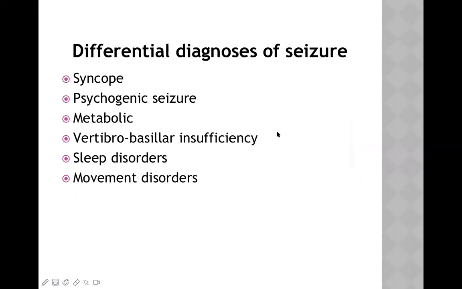Now, what are the differential diagnoses of seizure? Sometimes, okay, some other condition may mimic seizure, and we wrongly diagnose this case as a seizure disorder. Now, what are those? One of the important conditions is syncope. Now, what is syncope? I want to hear some answers here. Yes? Temporary loss of consciousness. Decreased blood flow to the brain. Sudden fall down of a person due to decreased perfusion to the brain.